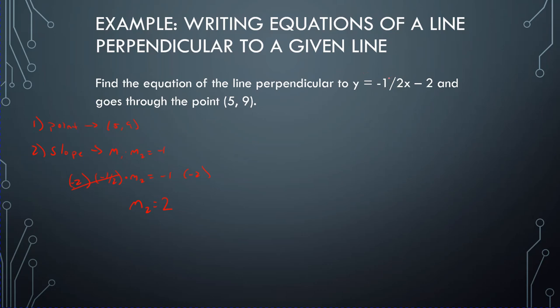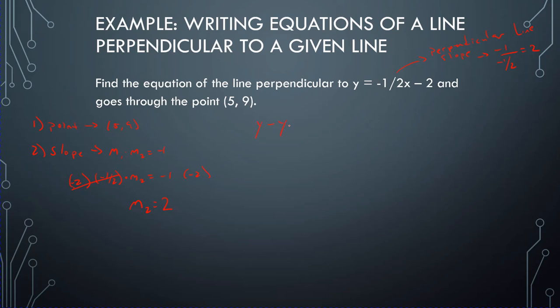And you can think about this, the slope of the perpendicular line is the negative reciprocal, so it's minus 1 over minus 1/2. Well, negative negative is a positive. Keep, change, flip. It's just 2.